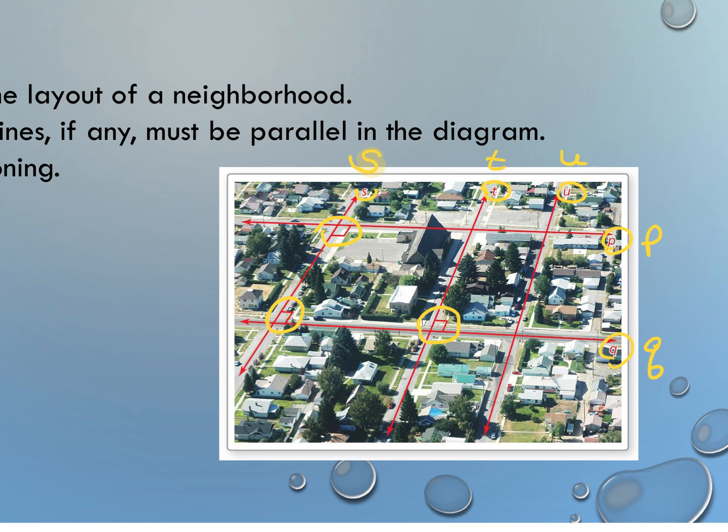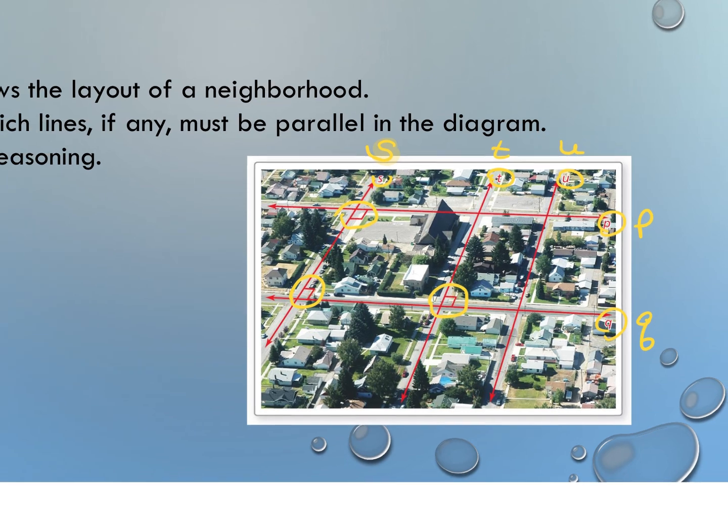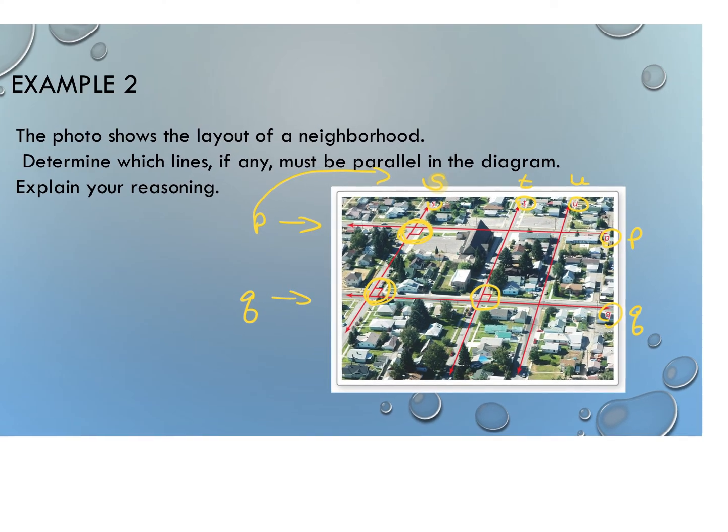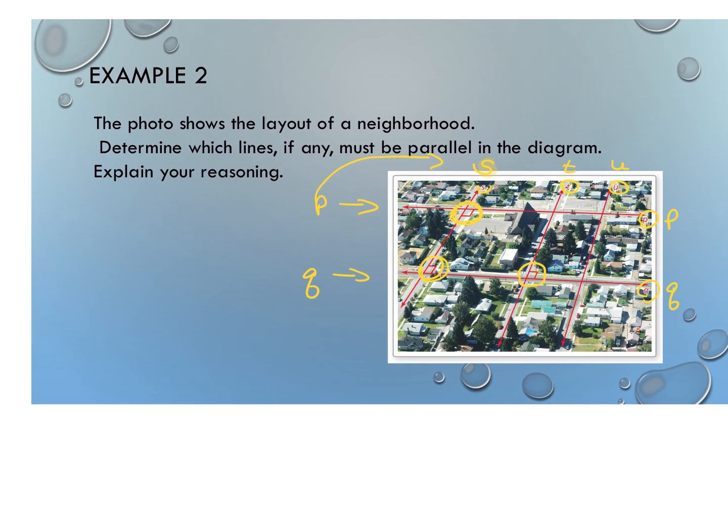The last theorem we just covered, the lines perpendicular to a transversal theorem, is what I'm going to be using. If you notice in this picture, both lines P and Q are perpendicular, right here at the right angle, to line S. Since they're both perpendicular to S, I can say that P is parallel to Q by the lines perpendicular to a transversal theorem.